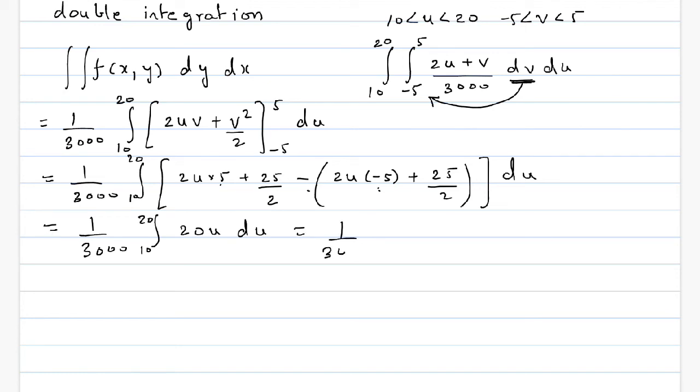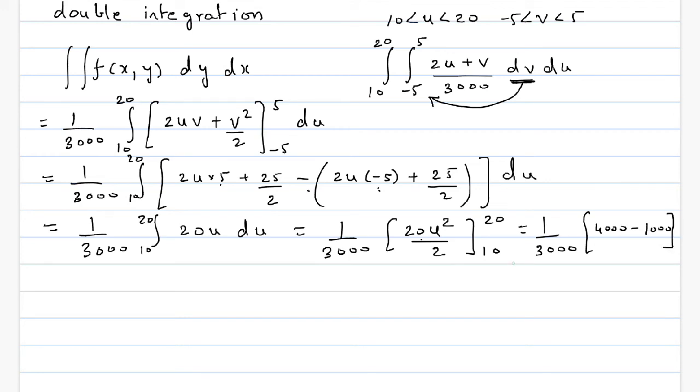Now we'll integrate with respect to u. So we get 1 by 3000 times 20u square by 2, and we'll put our limits 10 to 20. Again upper minus lower, so we'll have 20 square, that is 400, into 10, so we'll have 4000 minus 1000. So 3000 by 3000 should be equal to 1. So our final answer becomes equal to 1. So this is how we will double integrate.